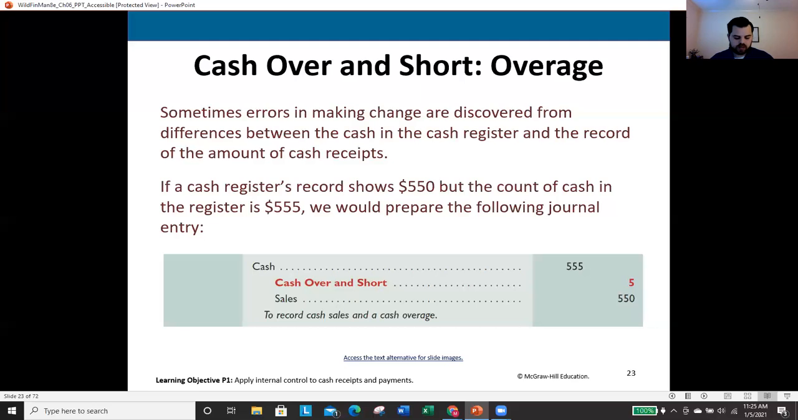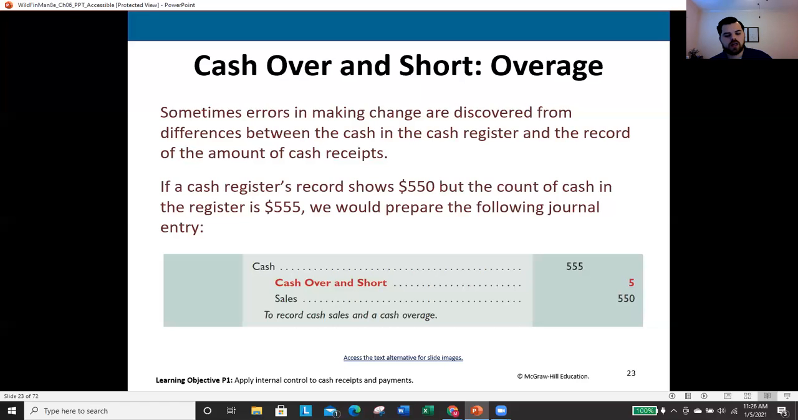Now the difference, of course, that $5 difference is going to have to go somewhere. So you say, well, where on earth does that go? When we are looking, we have to determine if we have more cash than expected or less cash than expected. So in this case, we had more cash than we expected. So what I'm going to do is credit the account cash over and short.